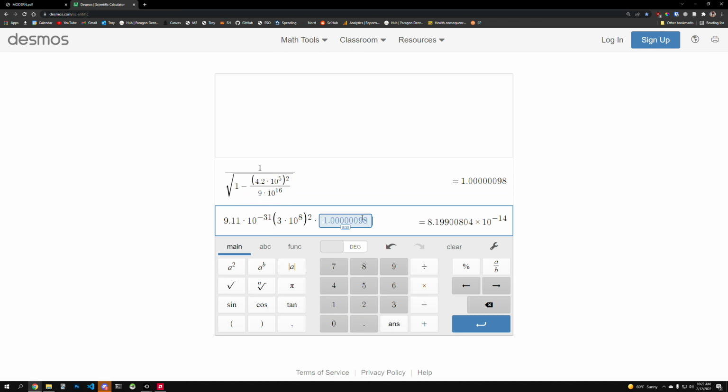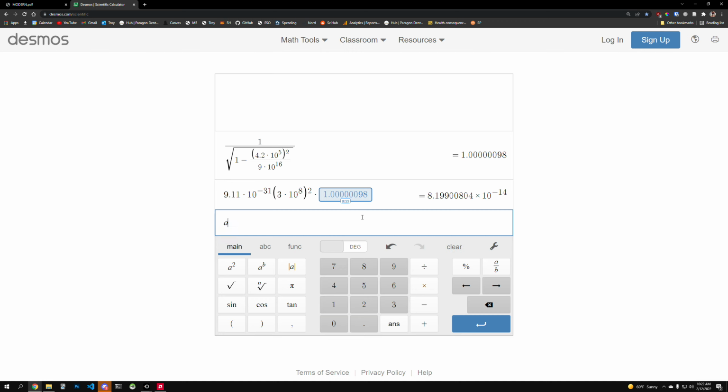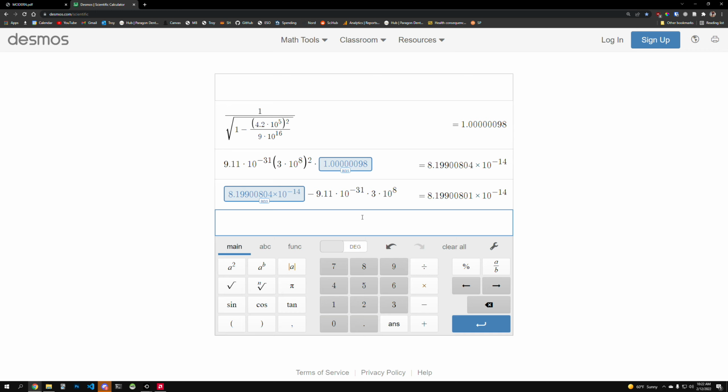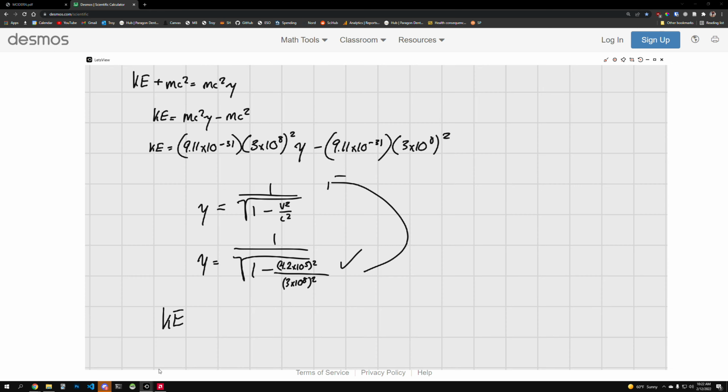Okay, so we have some kind of value. And then we're going to subtract that answer, minus 9.11 times 10 to the negative 31 times 3 times 10 to the 8th. All right. And we get a value of 8.199 times 10 to the negative 14. And we don't, because this actually has to be squared. All right. So now we get 8.035 times 10 to the negative 20 joules. So I'll just make a note of that on my thing.